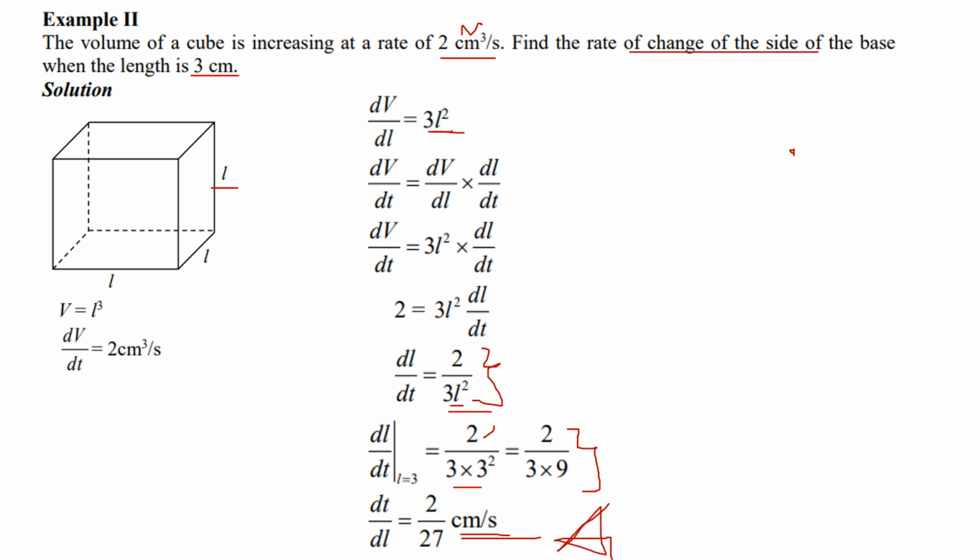Since we are measuring dL/dt, length is in terms of centimeters and time is in terms of seconds. So that's why we write our SI units in terms of centimeters per second.